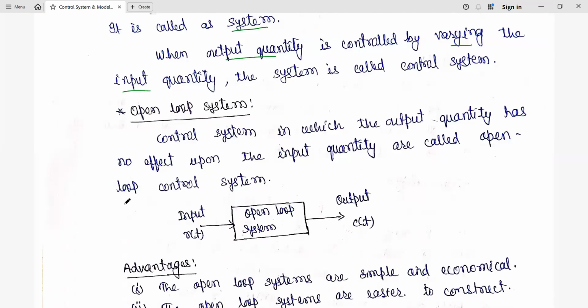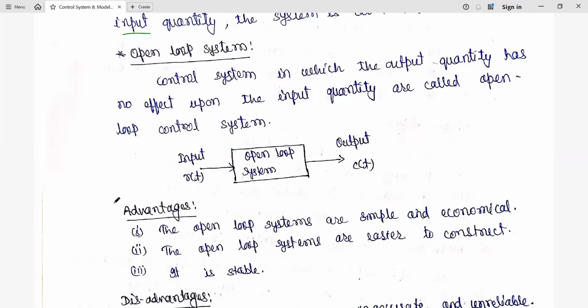Then it is called the control system. Now here the simple one is the open loop system. In case of the open loop system, the output quantity has no direct effect on the input quantity. Or we can say that the output is not going to give feedback to the input. On the basis of the output response, we are not able to make a change in the input to obtain the desired output. That is called the open loop system.